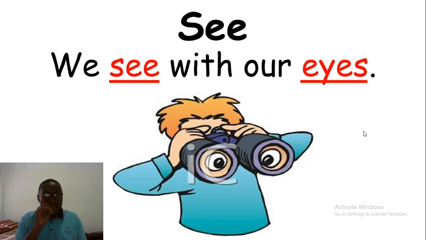Next is see. Again, see. So we see with our eyes. So we have two eyes. 1, 2. I see with my eyes. If we are many, we see with our eyes. So for example, he is seeing.